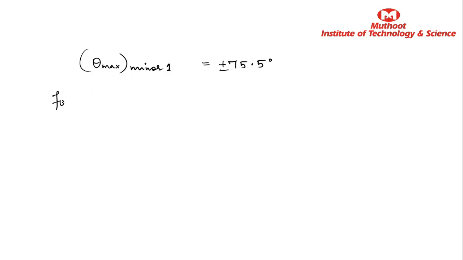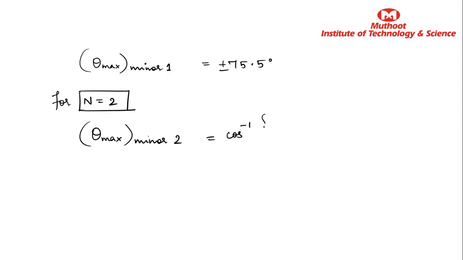Now, similarly, you should try for n equal to 2, because at the end we have to draw the radiation pattern, you know. So similarly, with the same formula, I want you to try for minor 2. I hope you're understanding. We have to draw the final diagram, so we need to know at which angle the minor is. So this will be cos inverse of, again, you substitute and you should get 5 by 4 plus 1.